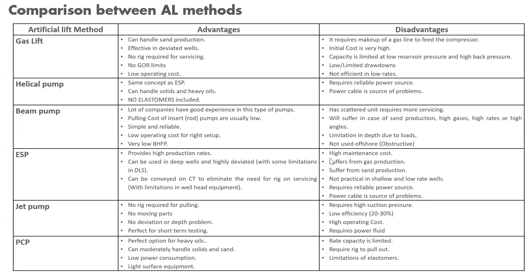So the disadvantage is the high maintenance cost. It suffers from gas and sand. It's not practical in shallow and low rate wells because the most common source of cooling for the ESP system is the produced fluid. So as the rates are lower, the cooling will be lower and the efficiency of the system will be lower. It requires a reliable power source, and the power cable is a source of problems, same as the helical pump.